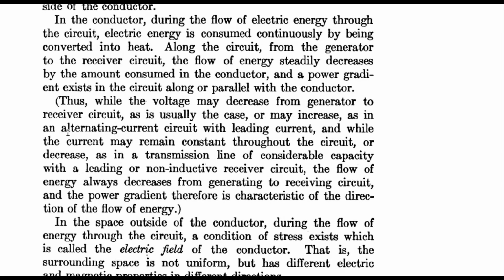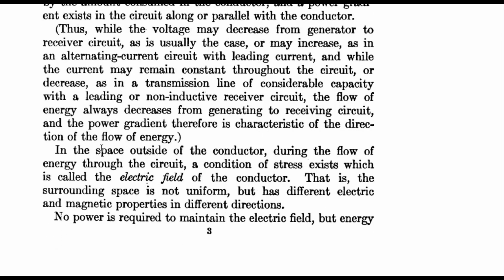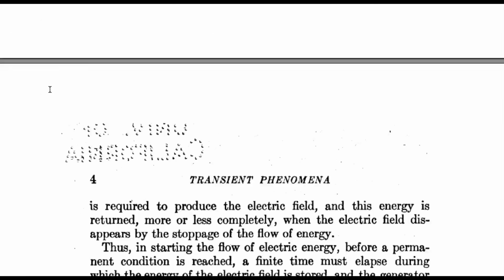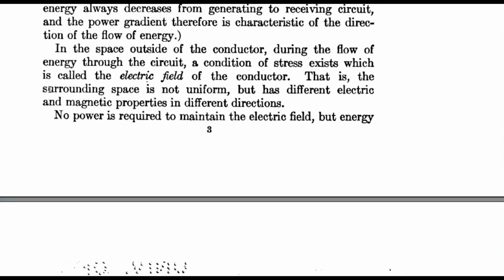Thus, while the voltage may decrease from generator to receiver circuit, as is usually the case, or may increase, as in an alternating current circuit with leading current, and while the current may remain constant throughout the circuit, or decrease, as in a transmission line of considerable capacity with a leading or non-inductive receiver circuit, the flow of energy always decreases from generating to receiving circuit, and the power gradient therefore is characteristic of the direction of the flow of energy.